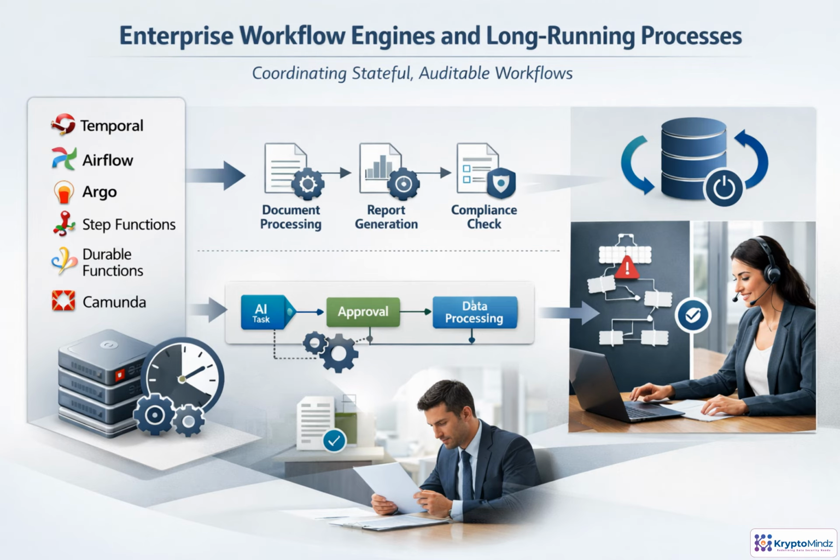When a GenAI process takes minutes, hours, or days, do not run it as one synchronous API call. Use a workflow engine such as Temporal, Airflow, Argo, step functions, durable functions, or Camunda to coordinate each stage. A job can be queued, run extraction, retrieve context, generate a draft, pause for approval, retry failures, and then publish the result. The key is durable state.